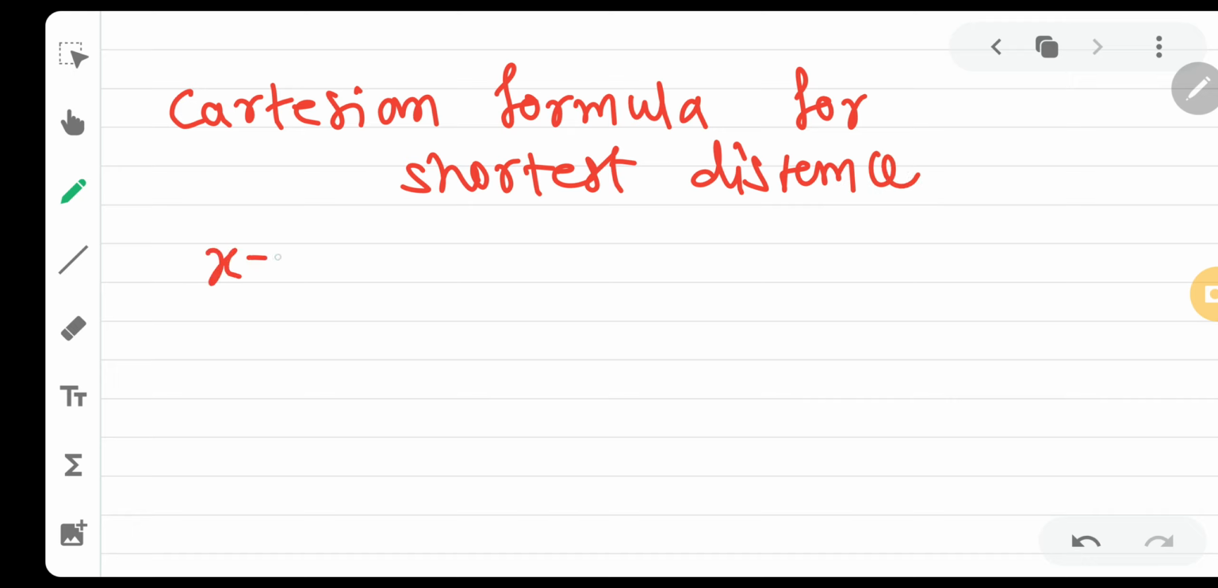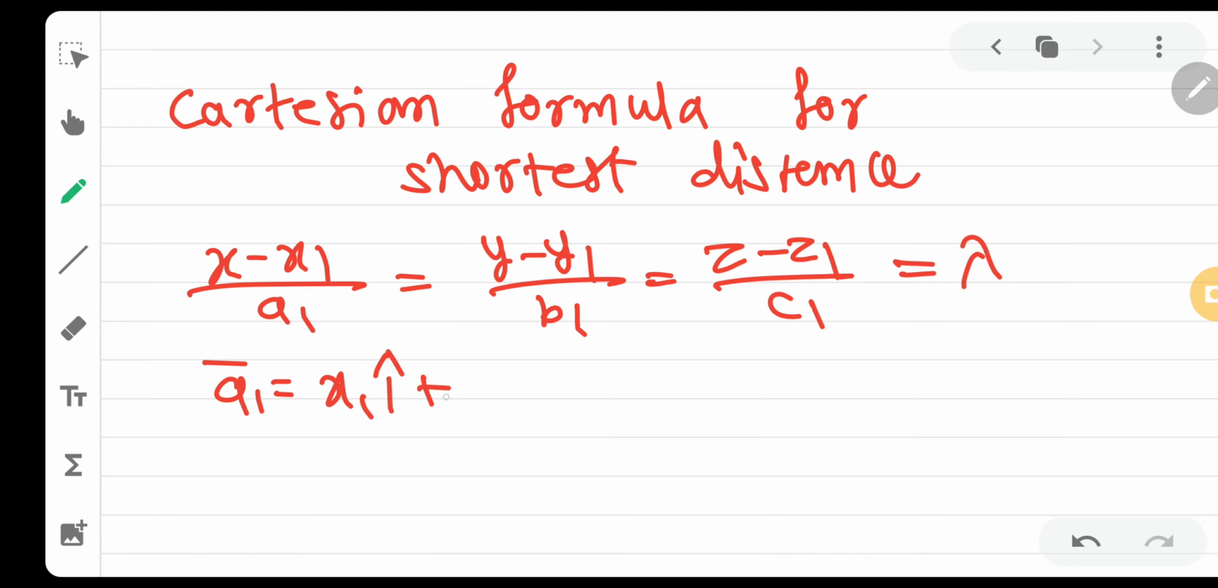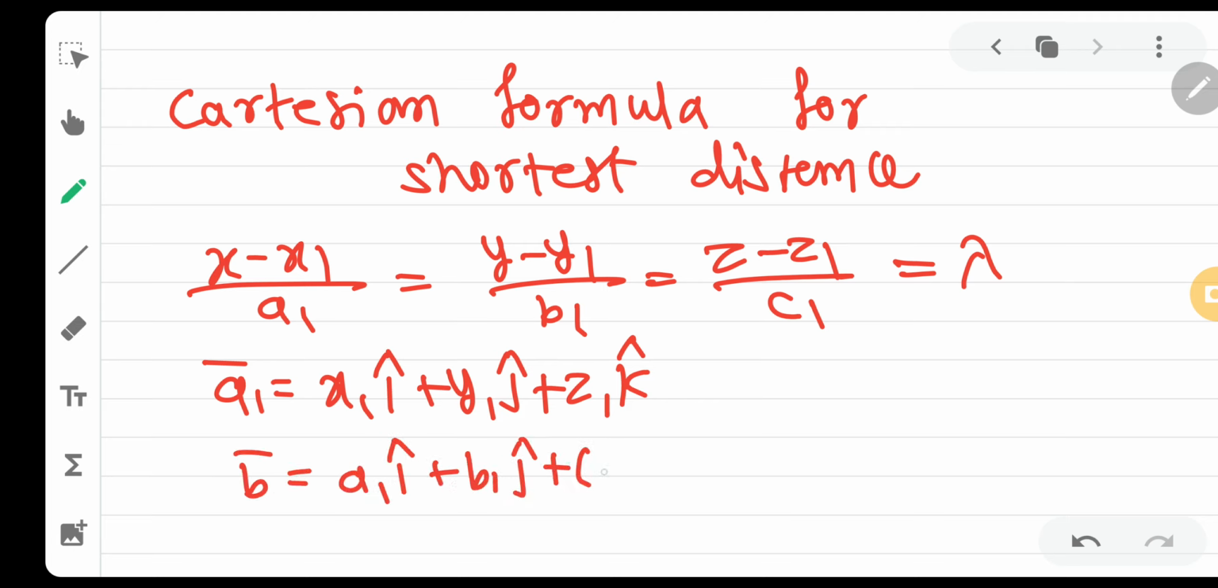My first line would be (x minus x1) upon a1, (y minus y1) upon b1, (z minus z1) upon c1, which is equal to lambda. Over here your a1 bar is actually equal to x1 i cap plus y1 j cap plus z1 k cap, and your b1 bar is actually equal to a1 i cap plus b1 j cap plus c1 k cap.